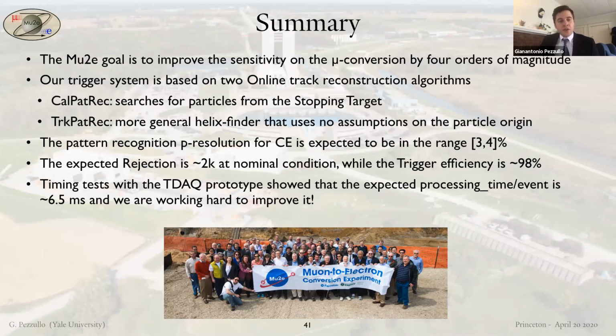I showed you that the expected momentum resolution at the level of the pattern recognition for both algorithms is between 3 and 4%, which is pretty good for a pattern recognition algorithm. The total rejection is expected to be at a level of 2000 at nominal conditions, and the trigger efficiency is at the level of 98% for the main signal that we would be looking for. I also showed the preliminary results for the timing test that we did with a real prototype of the TDAQ system, and these showed 6.5 milliseconds of processing time per event, which is above our requirement threshold, but we already have good handles and studies ongoing for improving it.